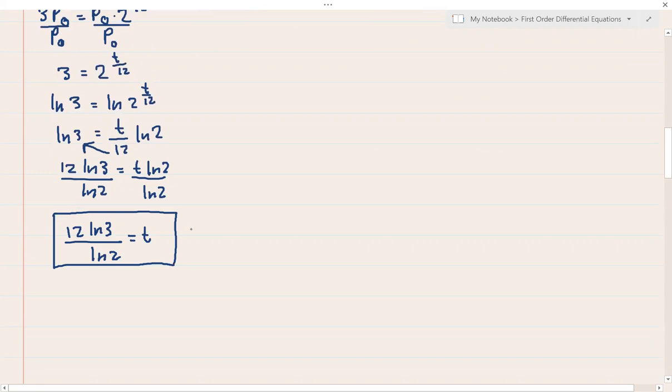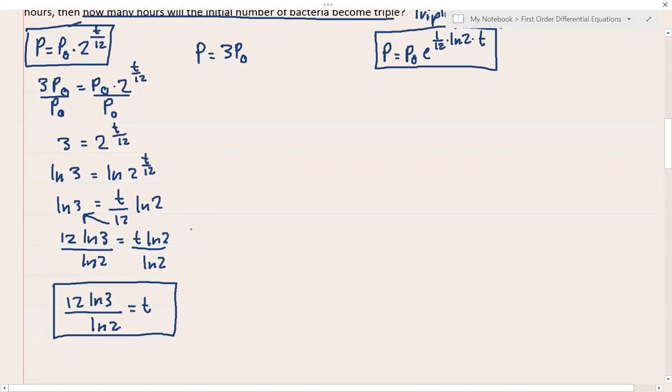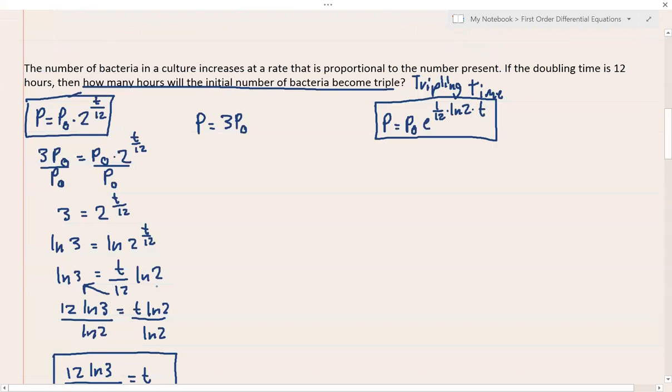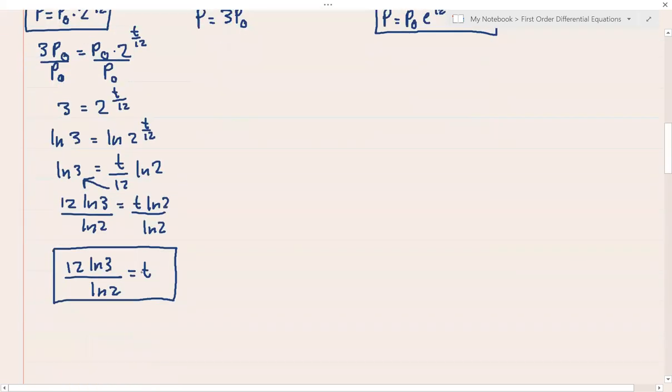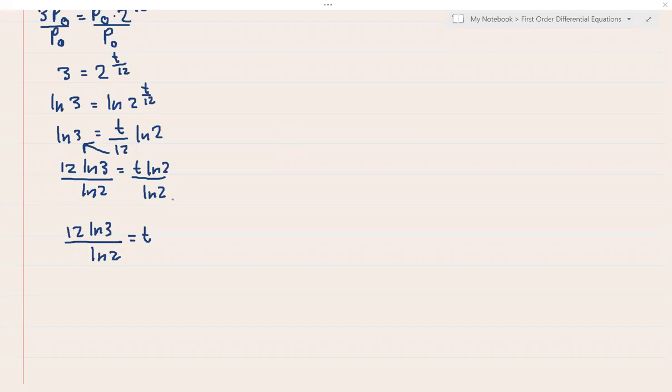But of course, we need at least an approximate number of hours. Basically, my point is to get the approximate value of this. Wait, I will use a calculator. Okay, I'm back. So this is approximately 19.02 hours.